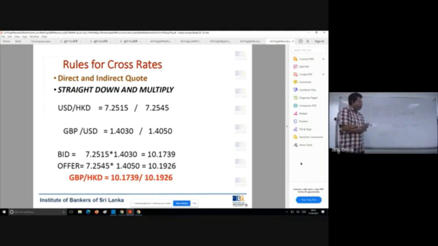$1 equals HKD 7.25. Generally we think it pays 7. But for $1, GBP you pay 0.7, less than 1. Which one is weaker out of HKD and GBP? For $1, HKD you pay 7. For $1, GBP you pay only 0.7, less than 1. Who pays more for dollar? HKD pays more. This is HKD.